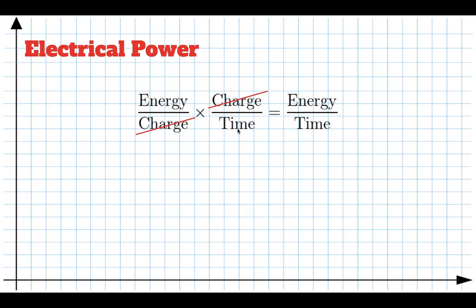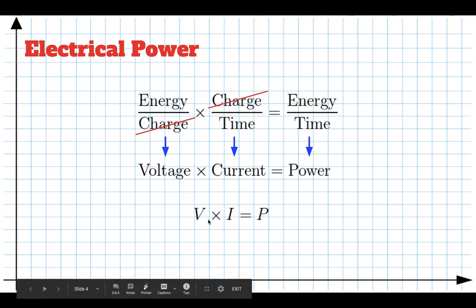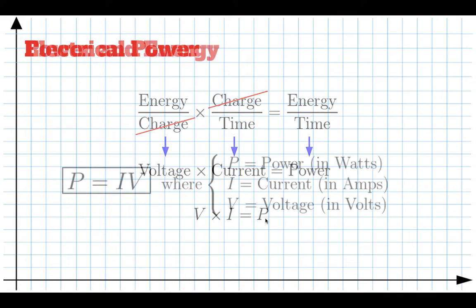How much charge goes by in a given unit of time, we just did. That's current. And so we can see that if you take a voltage, which is energy per charge, and you multiply it by a current, which is charge per time, you end up with an energy per unit of time, which is power. And so this is how we find the power in electrical circuits. You take the voltage times the current, and you'll get the power. We sometimes write it as V times I equals P, the power.